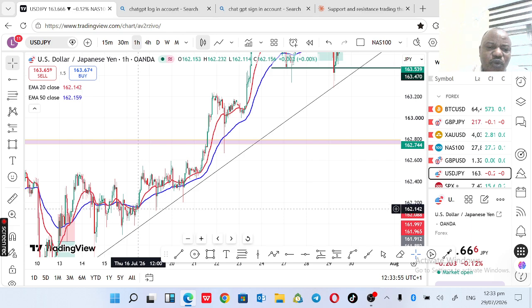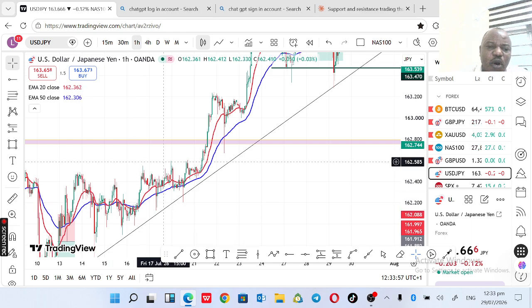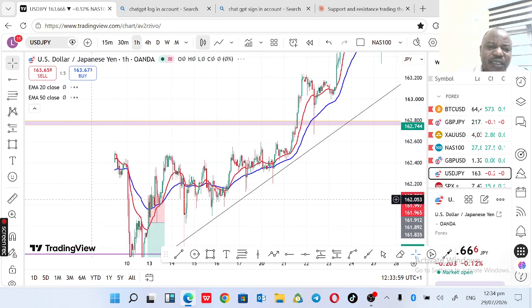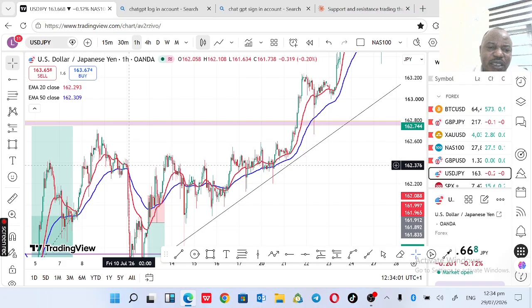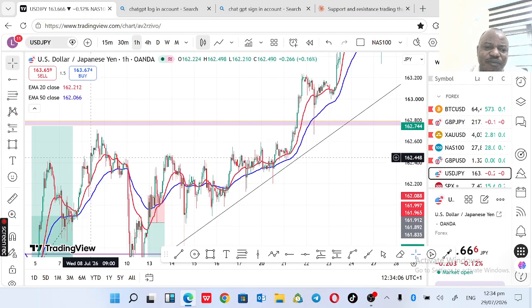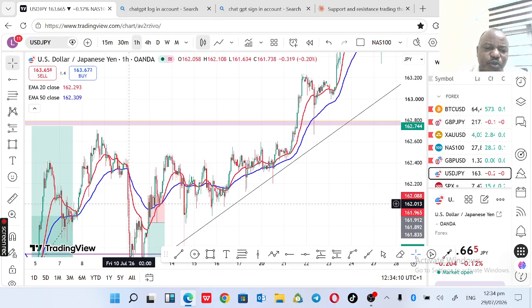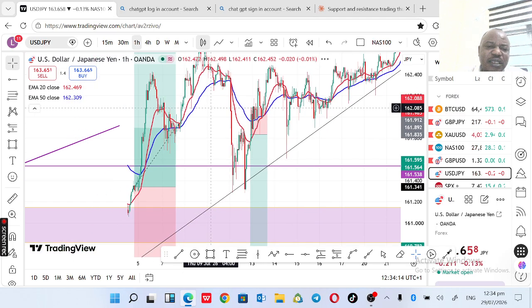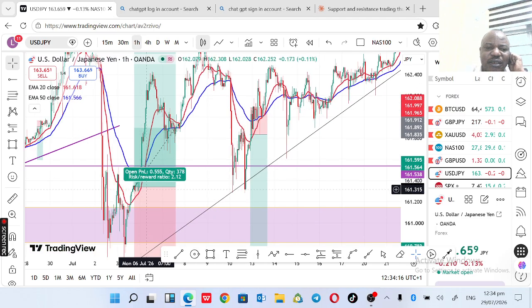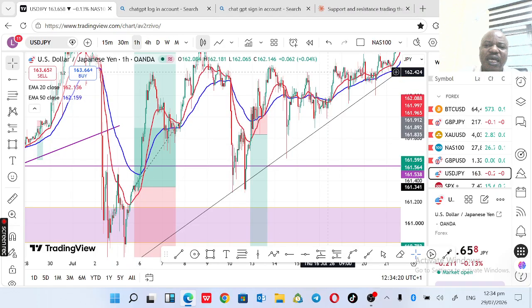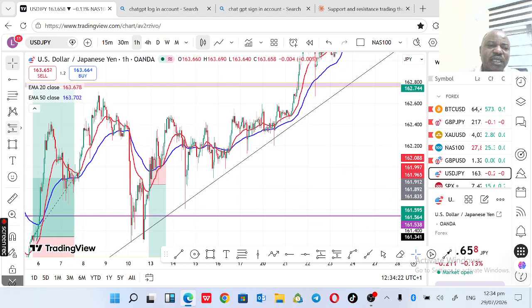If the red crosses over the blue upward, you go for a buy. If the red crosses over the blue downward, this is the resistance. So when you are in resistance, you expect the red to cross below the blue, you sell. When you are on the support, you expect the red here, look at it, the red here to cross the blue, then you buy. So that is an alternative way you can also trade support and resistance effectively.